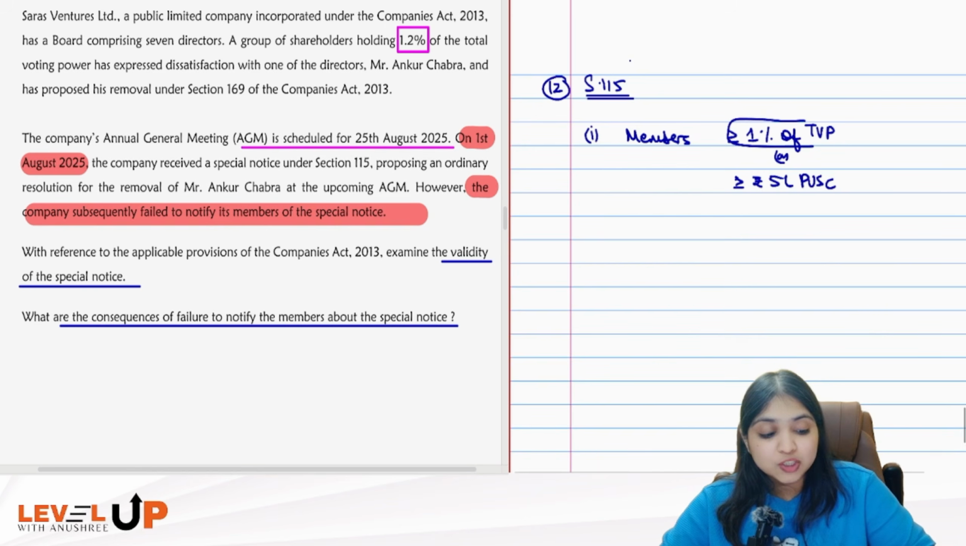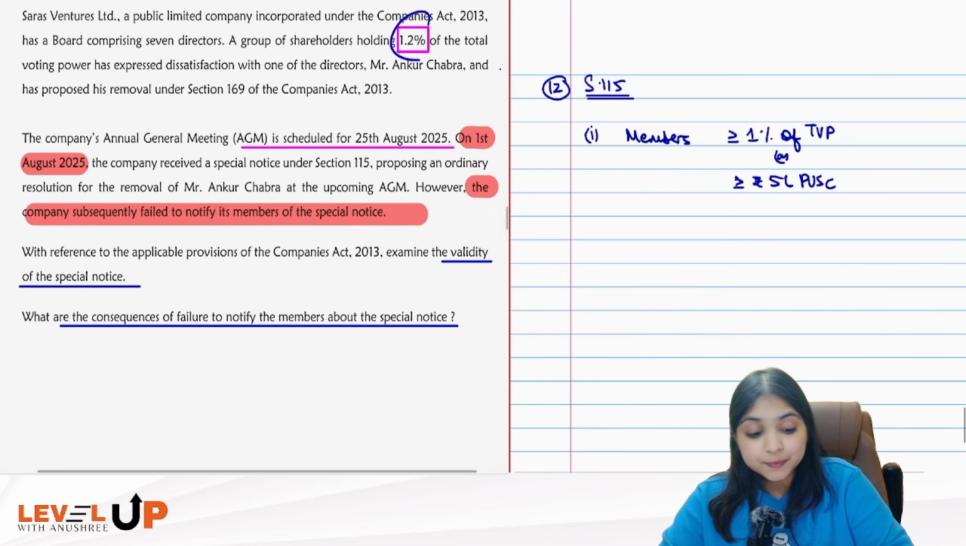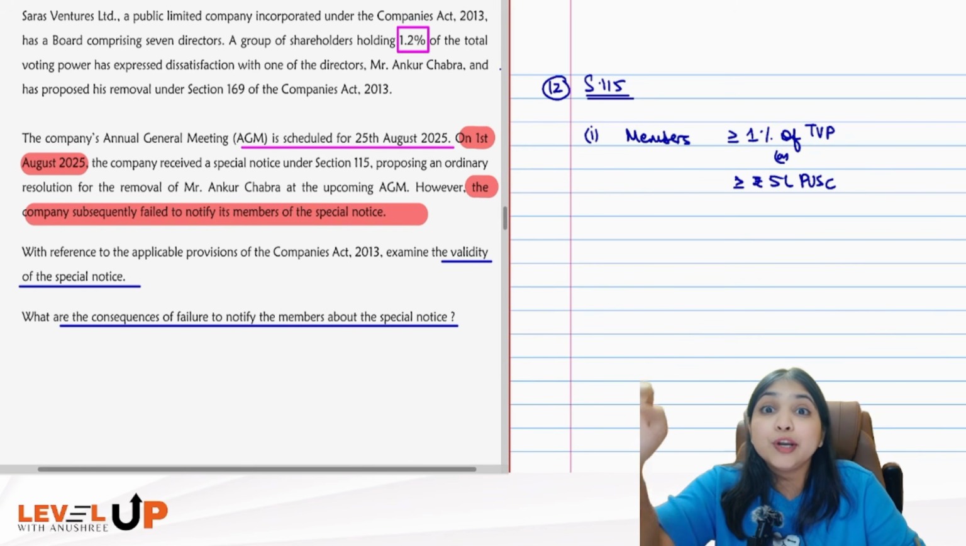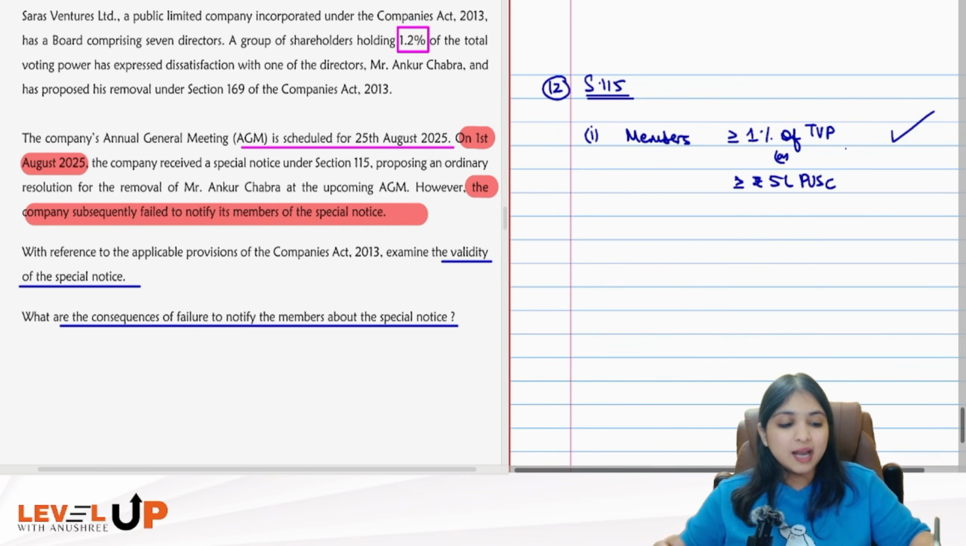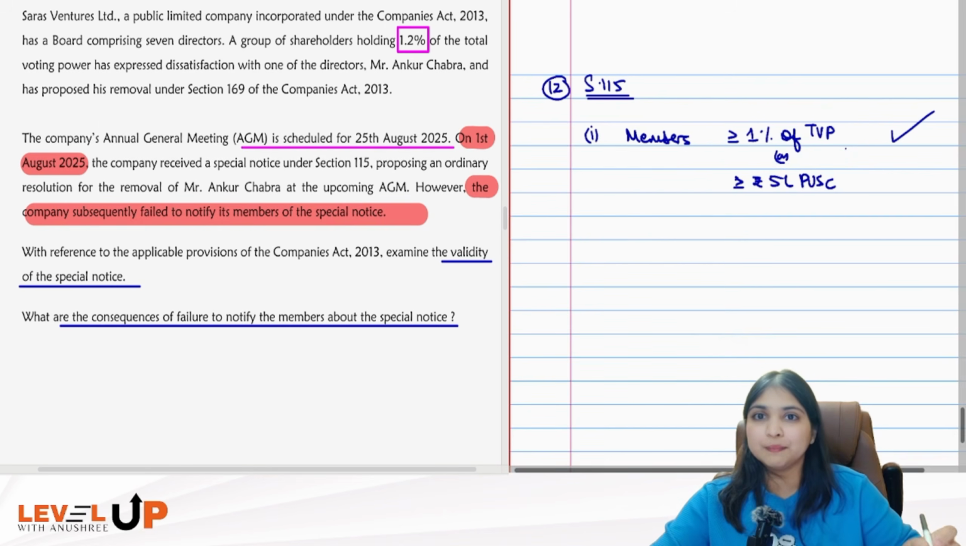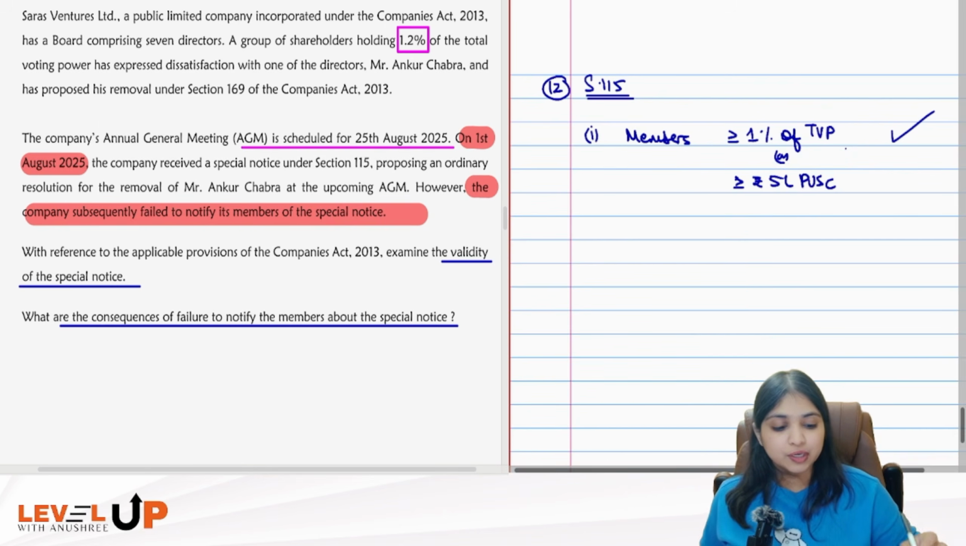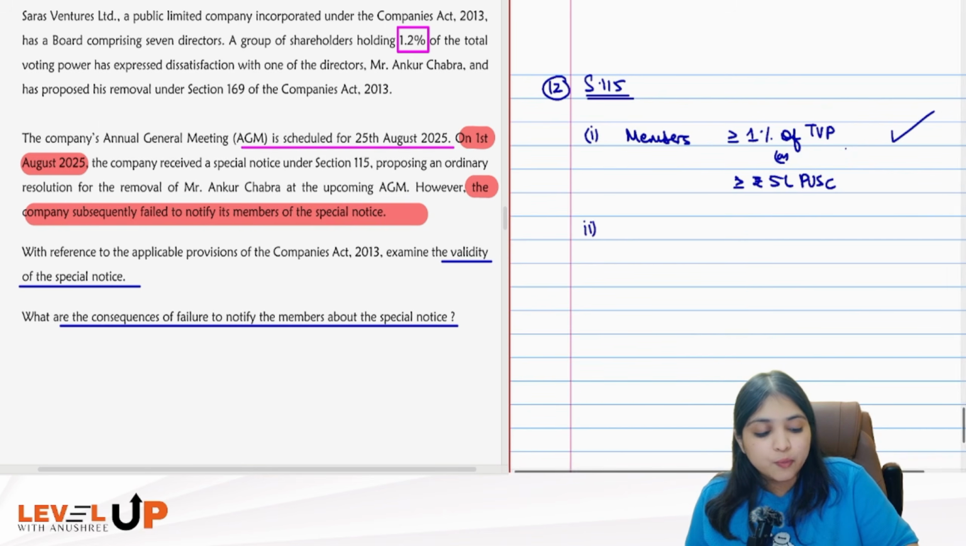Tell me, do the members hold at least 1% of total voting power? Yes guys, members are holding 1.2% of total voting power. So this condition is fulfilled. Members holding at least 1% of the total voting power have submitted special notice to the company. Point number 1. Then comes point number 2.